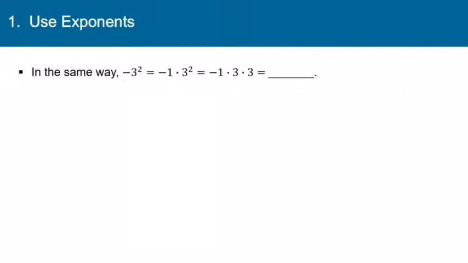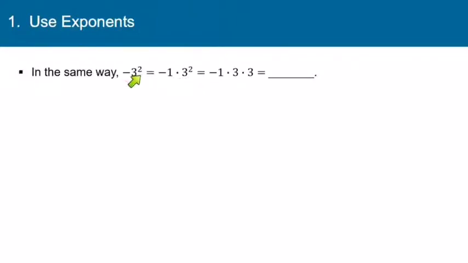Now in the same way, negative 3 squared with no parentheses is actually just negative 1 times 3 squared. So the square is only affecting the 3, not the negative. I know it looks like the exponent should be affecting the negative, but it is not. Because remember, the exponent can only affect the number it's next to, not anything multiplied by the base. So the 3 is the base, and the negative 1 is just a number multiplied times this exponential expression.